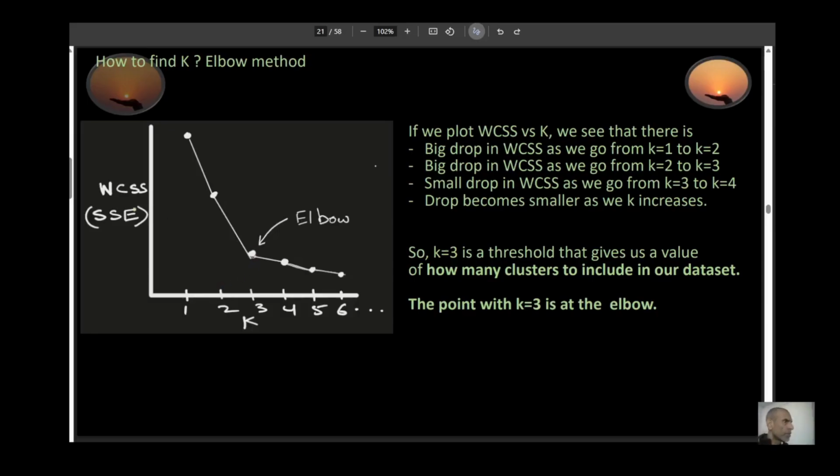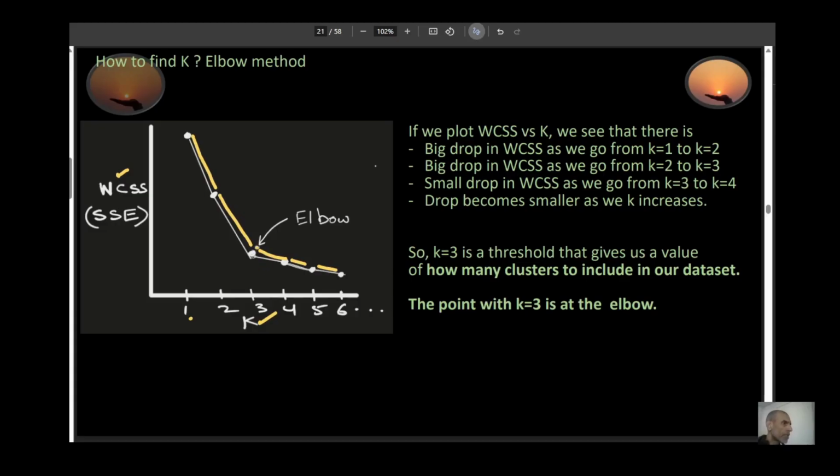Now, when you plot your WCSS against your K value, you are going to notice that as your K increases from 1 to 2 to 3, your WCSS will drop. There'll be a big drop initially. There's another drop after that, but the drop would be a little smaller. And then there'll be another drop right here. It'll be smaller. Each time you increase your K, your drop will keep getting smaller and smaller.